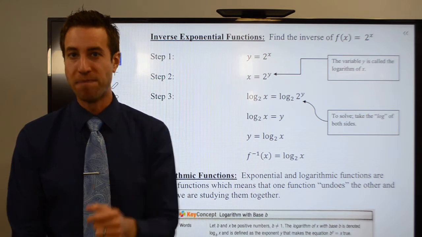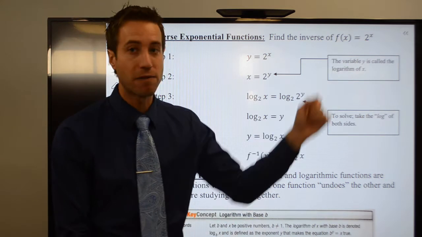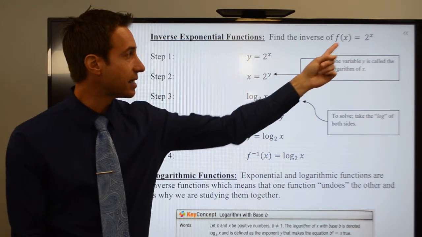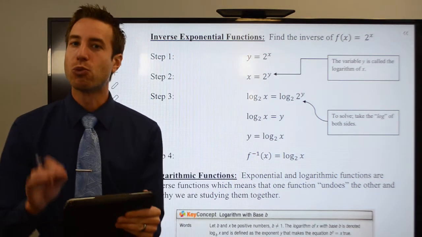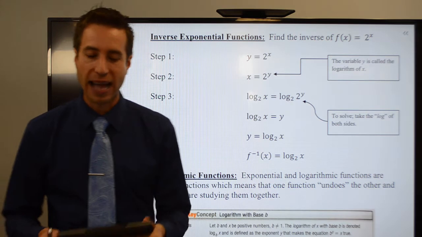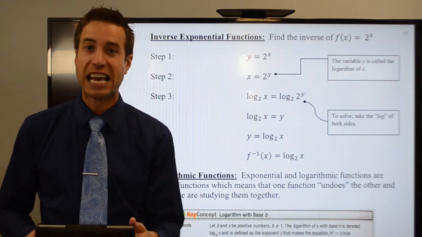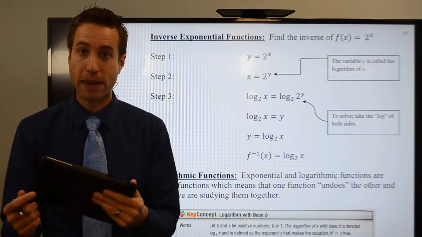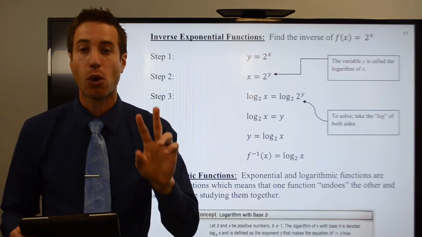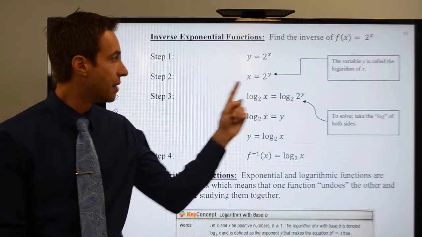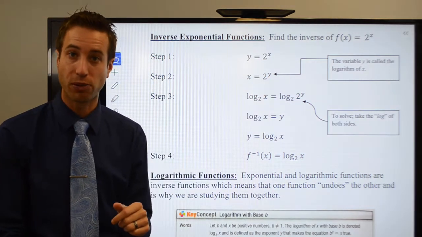Step 1 is to replace the f of x with a y. I just simply replace the f of x with a y. The reason I replace f of x with a y is, hopefully what you remember from inverse functions, that we switch the domain and range values. The x and the y have to switch places. So in step 2, the x and the y have switched places.